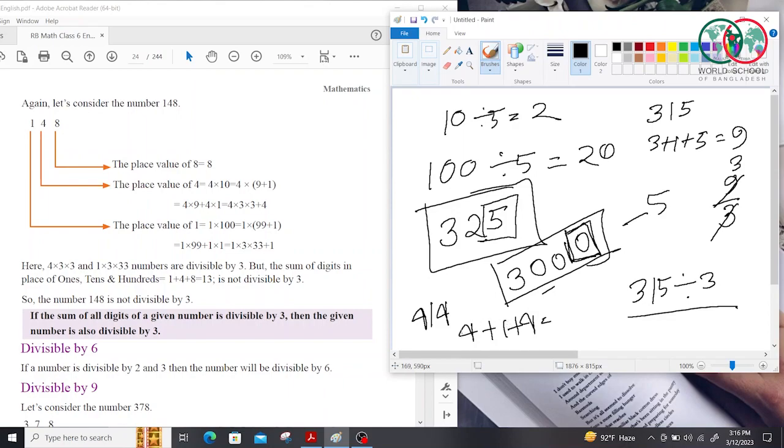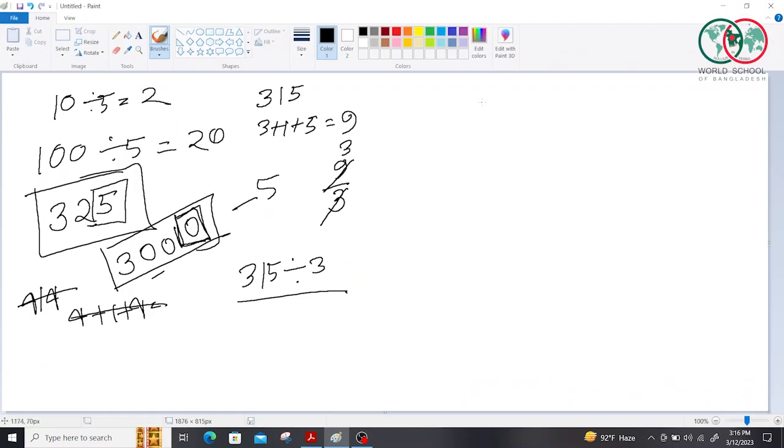Sorry, again the same thing. Suppose, okay, so the addition of the digits of this number is 7. Is 7 divisible by 3? No, so this number will not be divisible by 3.